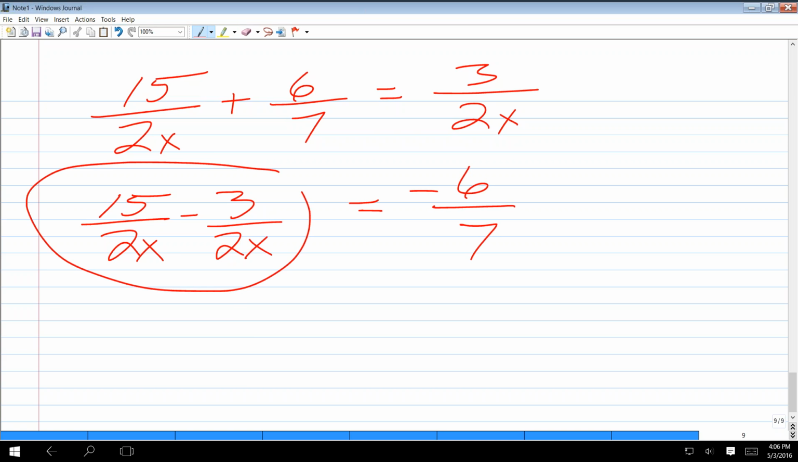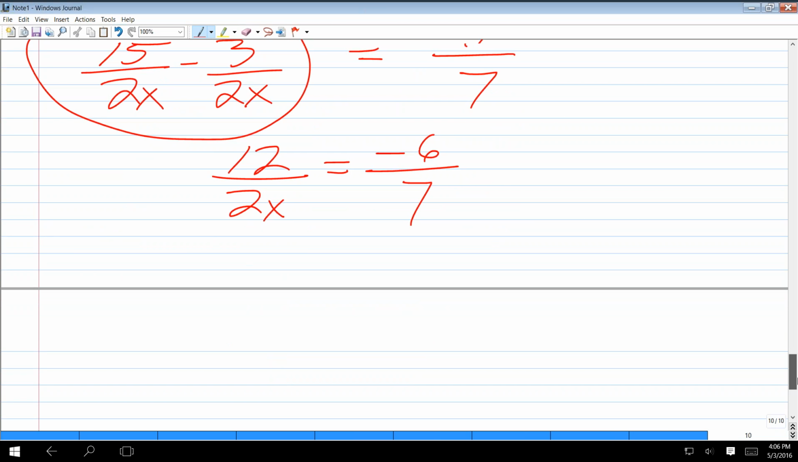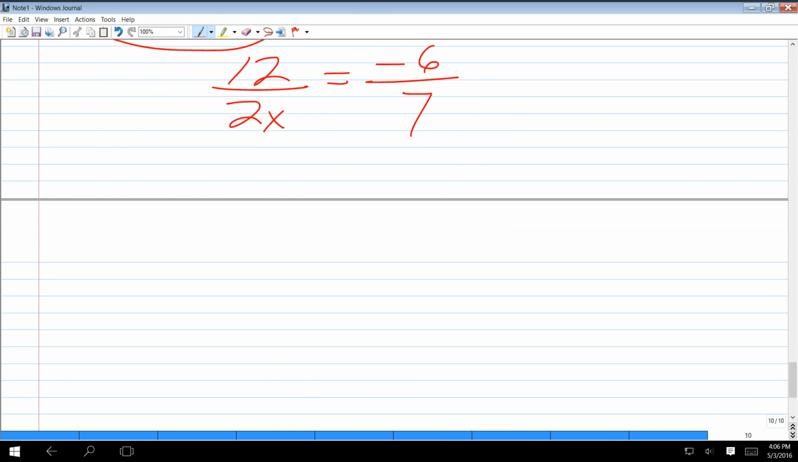Now, simplify that. What is that again? 12 over 2x equals minus 6 over 7. Right here's where I struggled. Well, whether the variable's in the denominator or the numerator, you can always cross multiply. When you have one rational fraction with a single numerator and a single denominator term equals another rational quotient, then cross multiply. Cross multiplying is just one step in two.